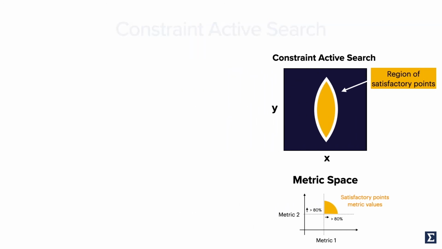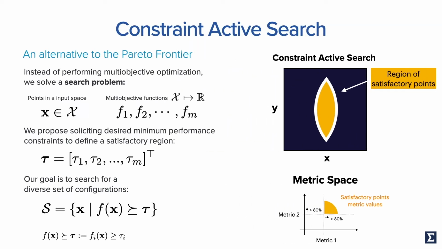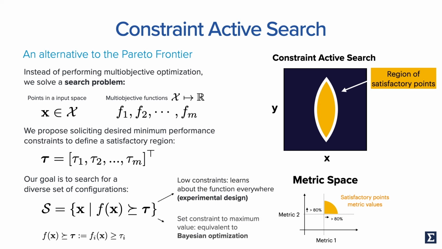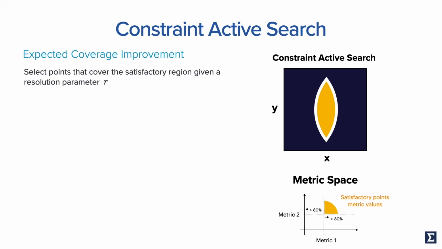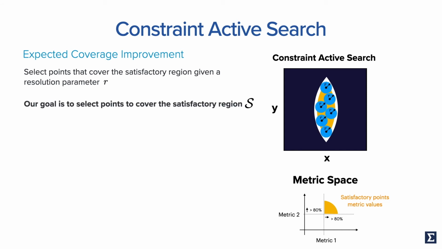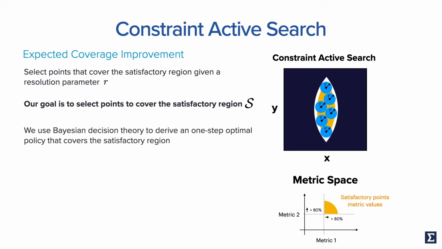Instead of performing multi-objective optimization, we solve a search problem, where we seek to find configurations inside the satisfactory region. Constraint Active Search can be seen as a generalization of experimental design, when we set the constraints to be very low, or a generalization of Bayesian optimization, if we set the constraints to be very high. To solve this problem, we propose an algorithm called Expected Coverage Improvement, where we search for points that cover the satisfactory region, given a resolution parameter R. ECI is a one-step Bayesian optimal policy that covers the set S.